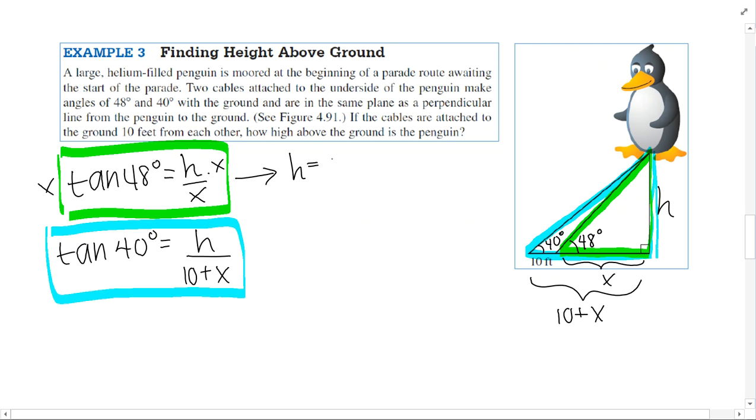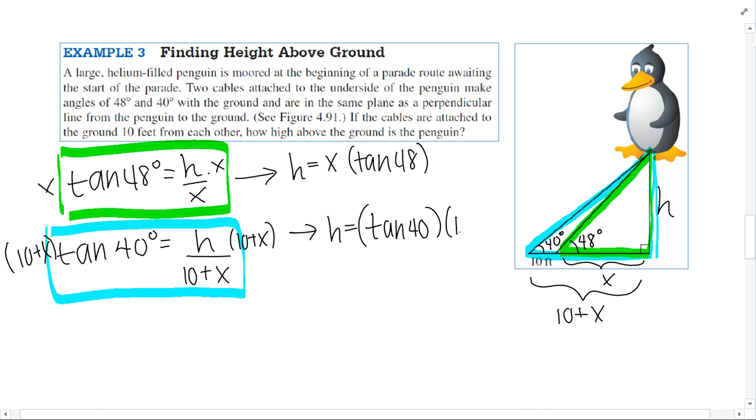So here I get h is equal to x times the tangent of 48, or the tangent of 48 times x. Here I'm going to multiply both sides by 10 plus x. Okay, and I'm going to get h is equal to the tangent of 40 times 10 plus x, or the 10 plus x times, it doesn't matter, the order can swap. Okay, we're just multiplying. All right, and since we're doing a system, we're solving for h. Both of these are equal to h, so I'm going to set them equal to each other.